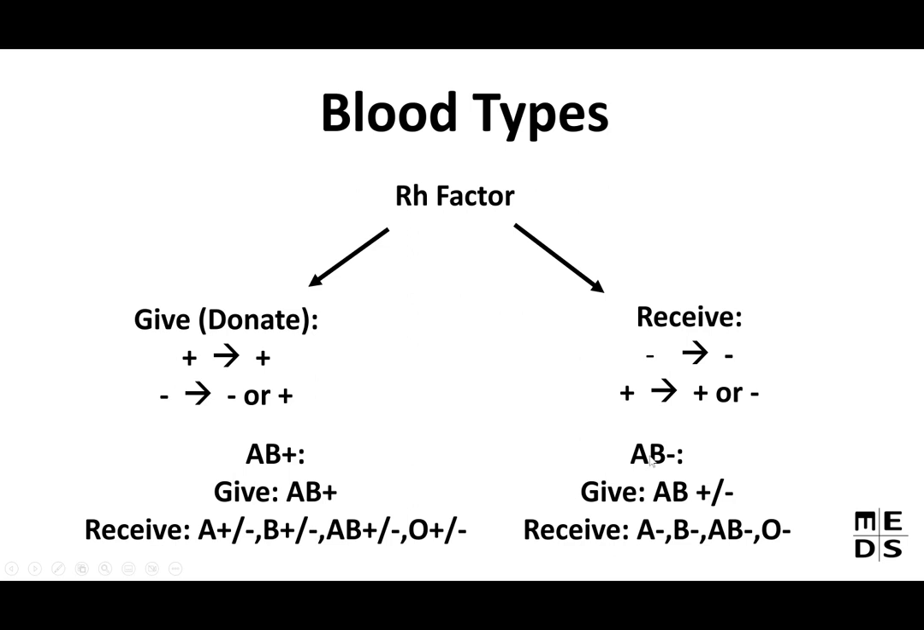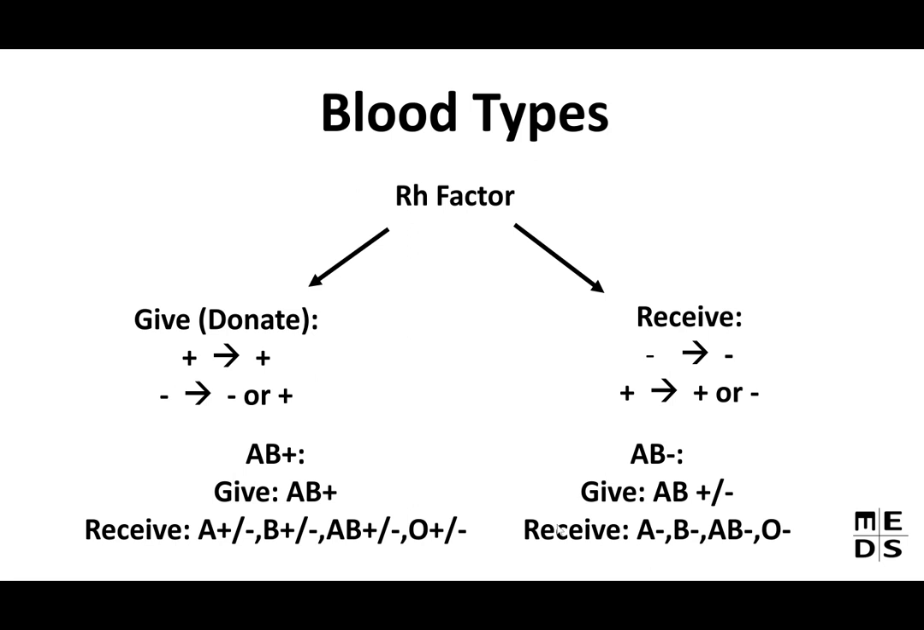So if it's negative, we'll go over here. So you can give to anybody. You can see for a negative that you can give to a positive and a negative. And for receiving, the negative can only receive negative, meaning that this AB negative can only receive A, B, and O, all negative. So I hope that's a little straightforward, not too confusing. I know this is a little mind-numbing, which is why I made this slide and tried to make it as nice and neat as possible. And if you know how to draw the graph, then you can draw this.